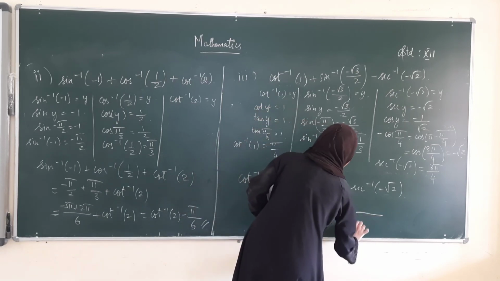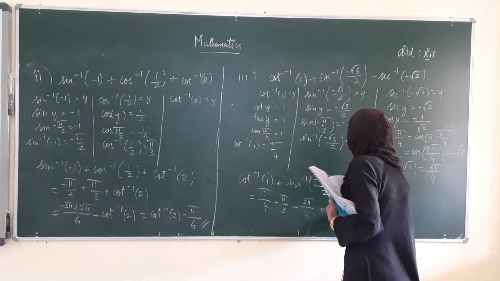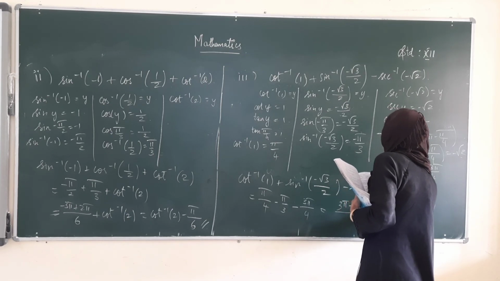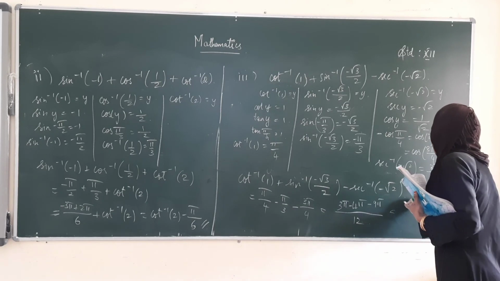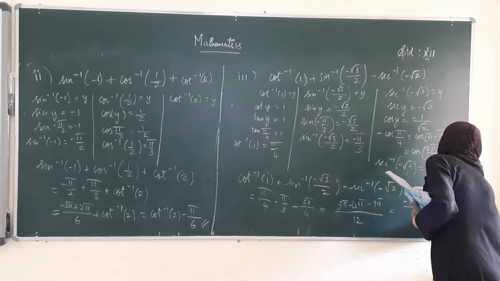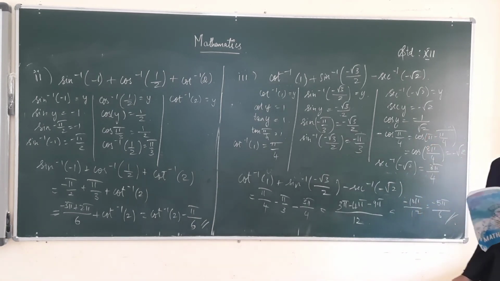So, the LCM will be 12. So, this is 3 pi minus 4 pi minus 9 pi. So, what will be the answer? Minus 10 pi divided by 12, which is equal to minus 5 pi divided by 6. This is the answer. Okay.